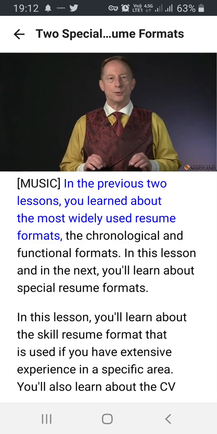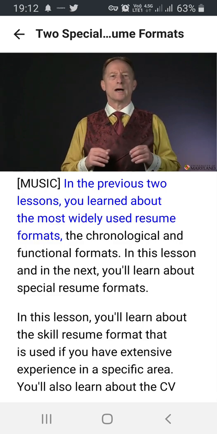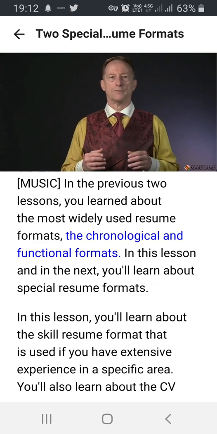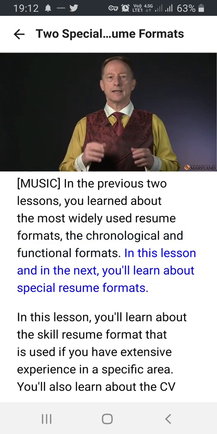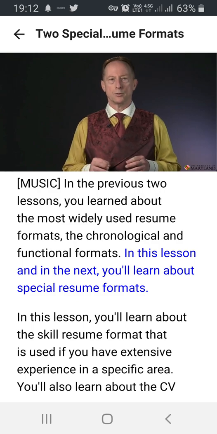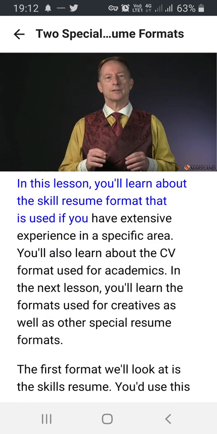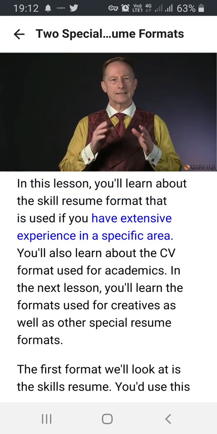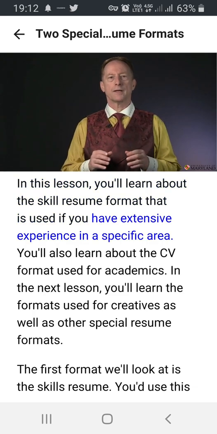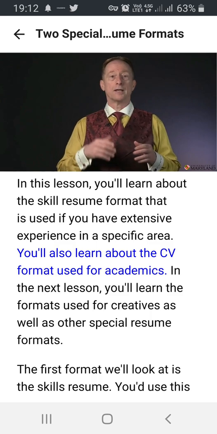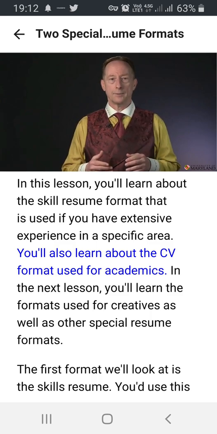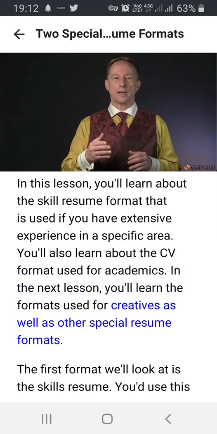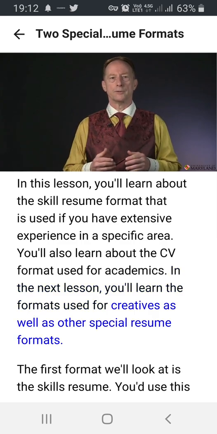In the previous two lessons, you learned about the most widely used resume formats, the chronological and functional formats. In this lesson and the next, you'll learn about special resume formats. In this lesson, you'll learn about the skill resume format that is used if you have extensive experience in a specific area. You'll also learn about the CV format used for academics. In the next lesson, you'll learn about the formats used for creatives as well as other special resume formats.